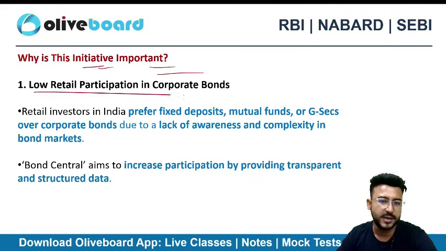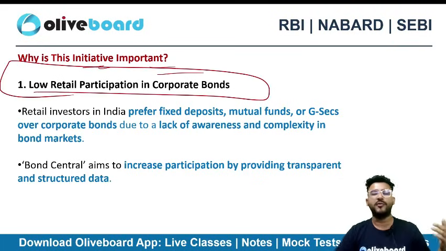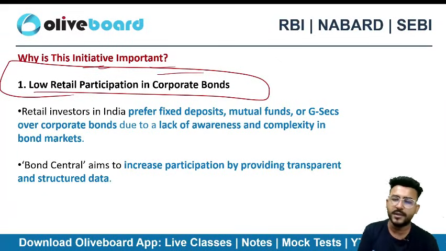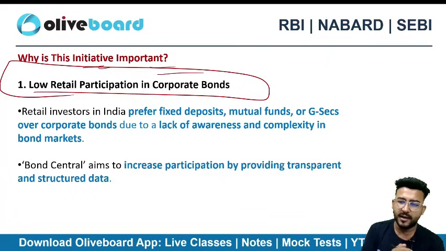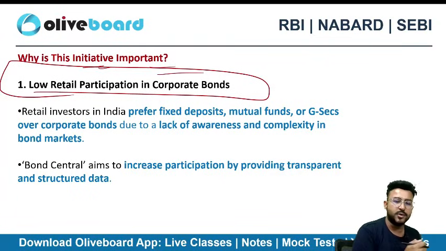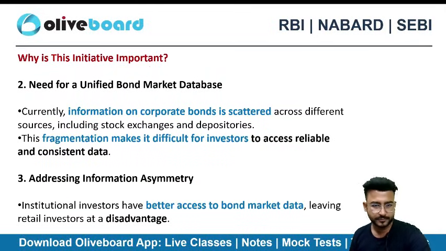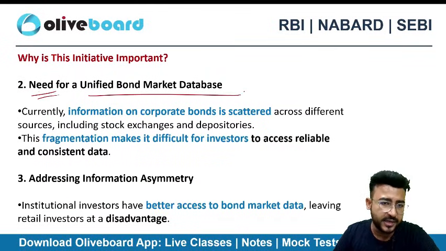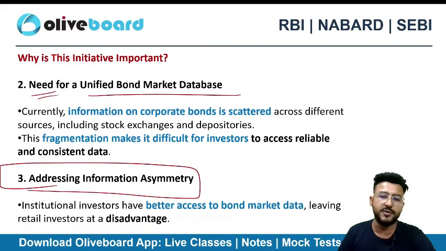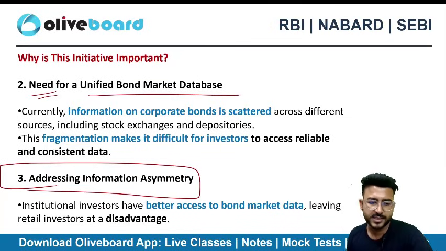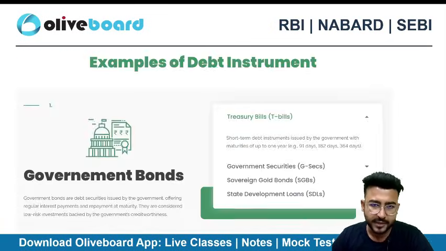Because of low retail participation in corporate bonds. Now we do have a comprehensive platform, so retailers can come and analyze multiple metrics. They can get an idea of how they can get an edge over FDs and government securities by investing in corporate bonds, right? Actually, we were in need of a unified bond market database, addressing the information asymmetry. There was an information asymmetry here. So that's why we were in need of this kind of platform, right?